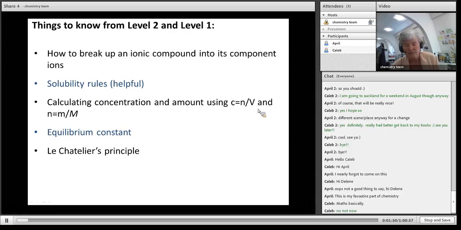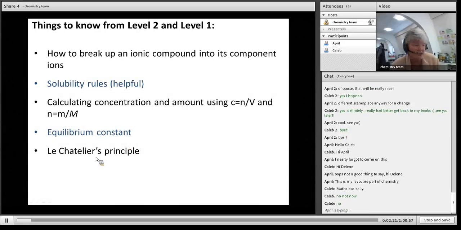Then last year you should have done the calculations of c is equal to n over V and n is equal to small m over big M. These equations should have come across in the CH 3.4 standard as well, so it shouldn't be too unfamiliar. Then last year, if you did the chemical reactivity standard, the 2.6, you should have come across the equilibrium constant and Le Chatelier's principle.